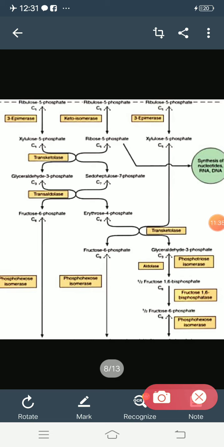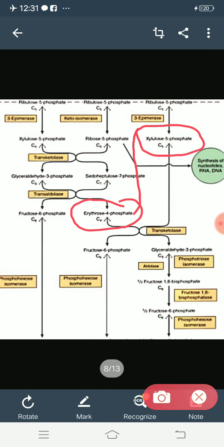Now see here, this erythrose 4-phosphate reacts with this xylulose 5-phosphate, which is catalyzed by the transketolase enzyme, and it again gives two products, that is fructose 6-phosphate and glyceraldehyde 3-phosphate.